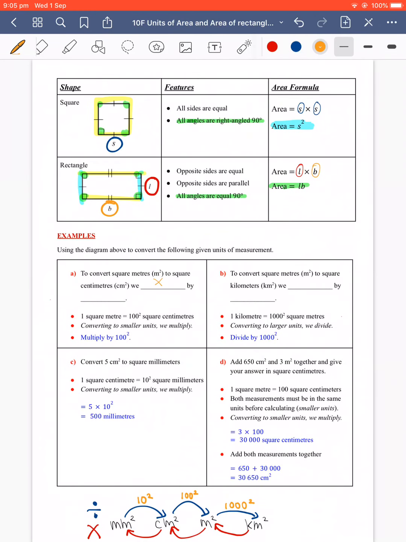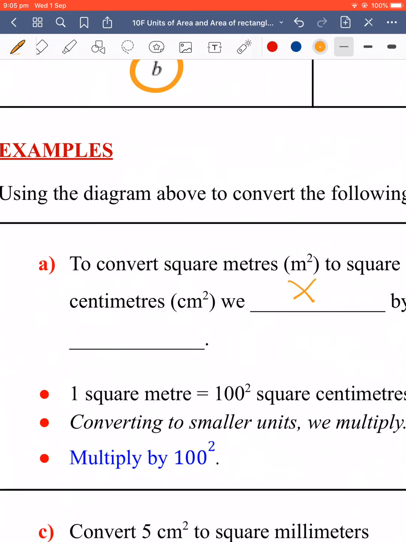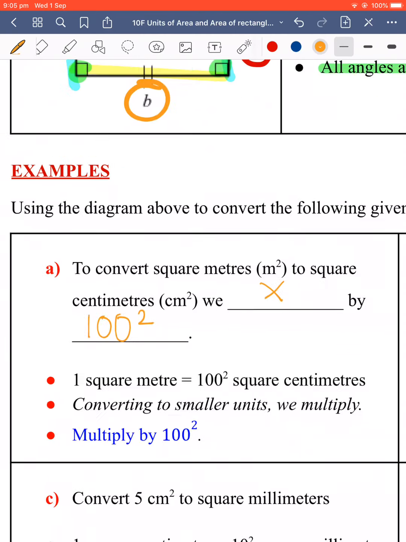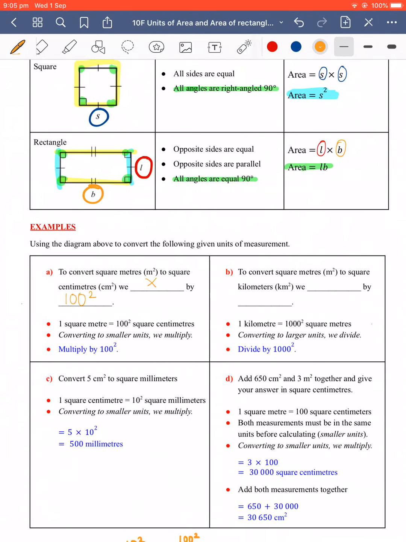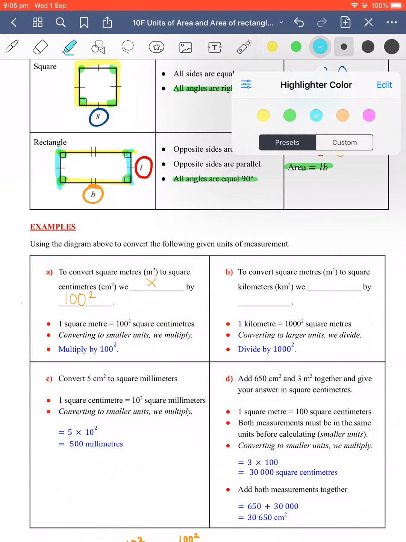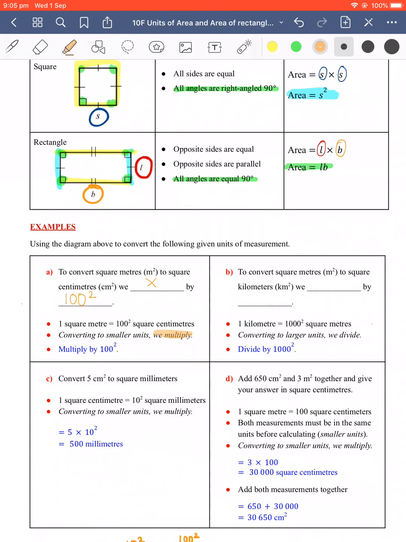We are going to multiply by this number here. So again, we were going from meters squared to centimeters squared, so I'm going to multiply by 100 squared. Okay, so 1 meter squared, and a good way to remember this is 1 square meter, is 100 squared centimeters. So converting to smaller units, what we do is we are absolutely multiplying. So let's just make sure we highlight that one. We are multiplying.